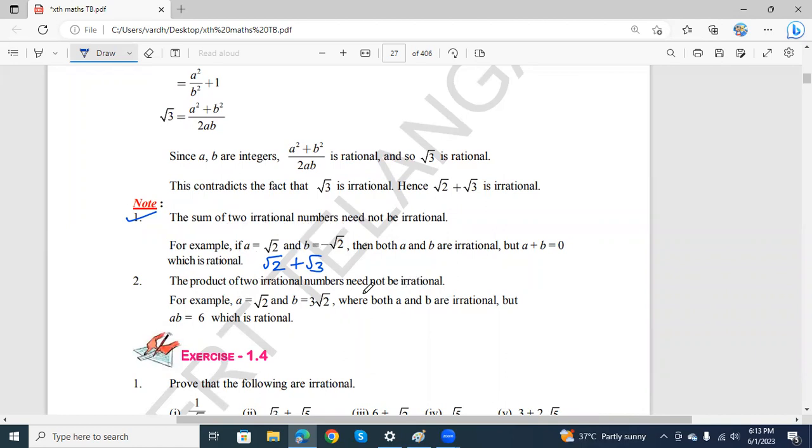Sometimes it is rational also. How? They have given one example, root 2a and 3 root 2b. They have taken a into b. Product means into only, na? A into b. So root 2 into 3 root 2. What does it give? 3 root 2 whole square.